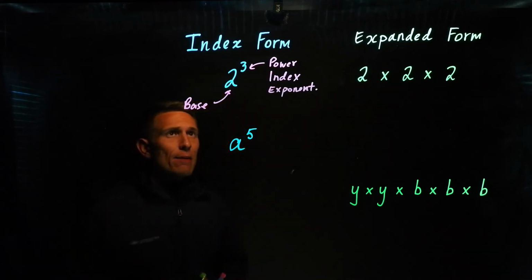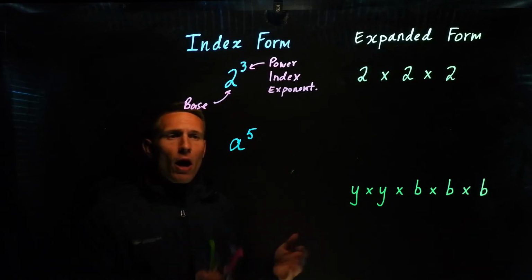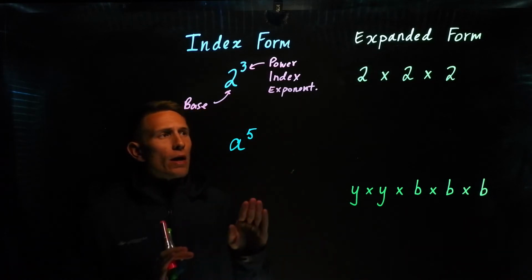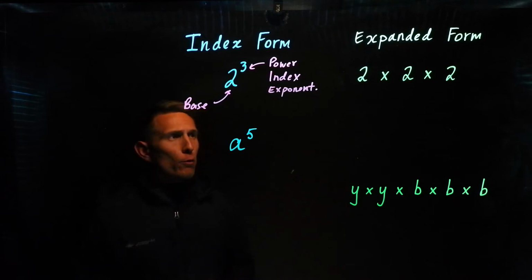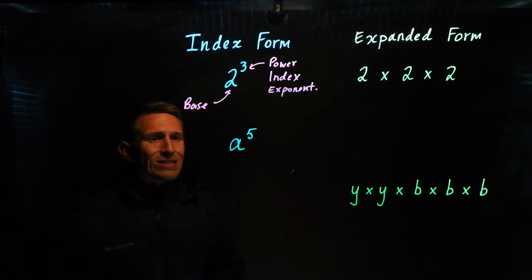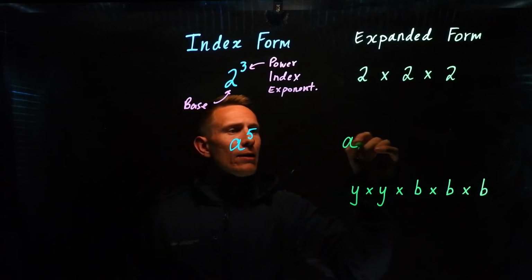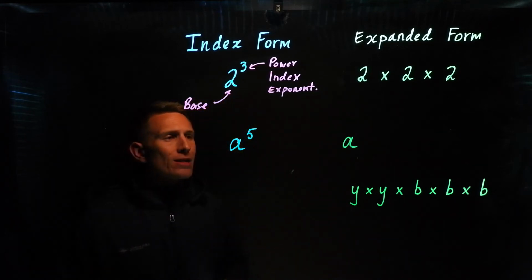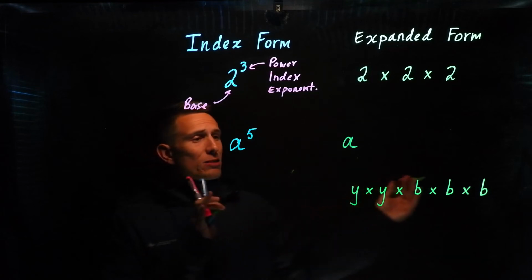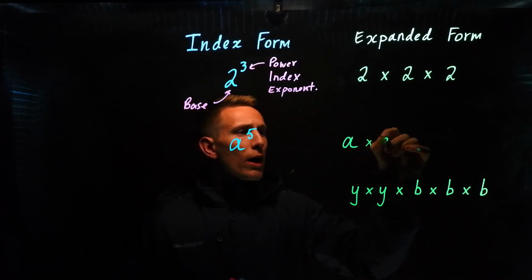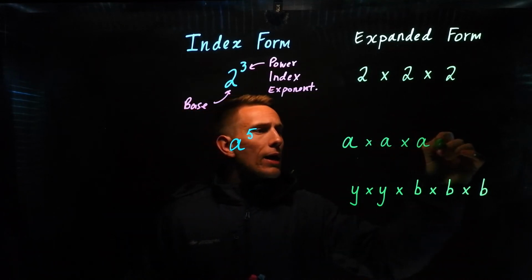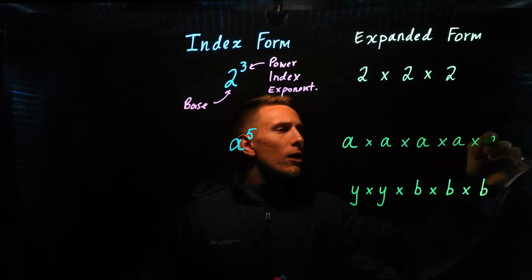Now in our second example we have a to the power of 5 written in index form. Now we're going to write that in expanded form. We know that our base is now a letter, not a number. It's a letter and it is a. And it's being multiplied by itself 5 times. So our expanded form is actually going to be quite lengthy. a times a times a times a times a.